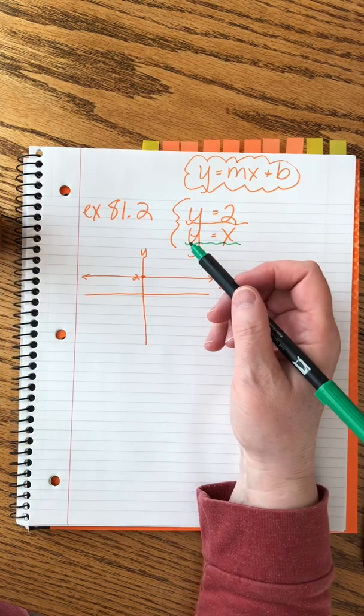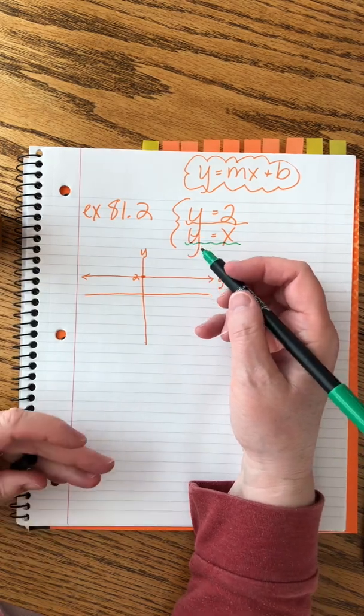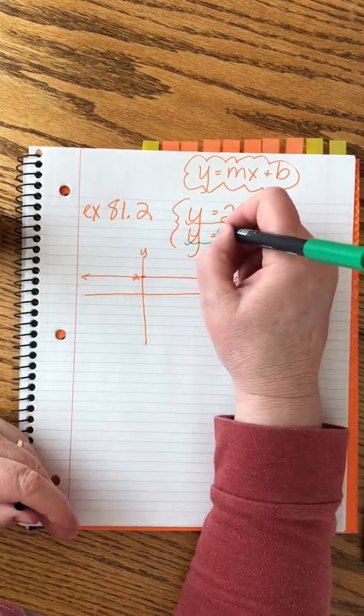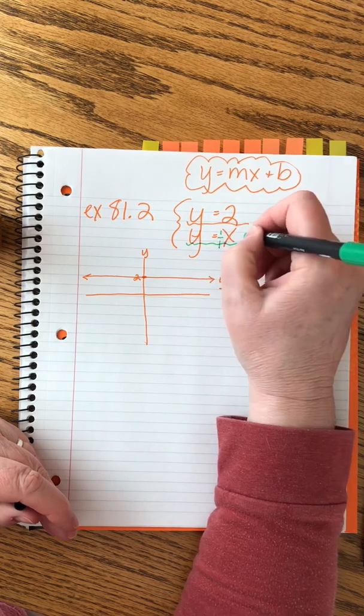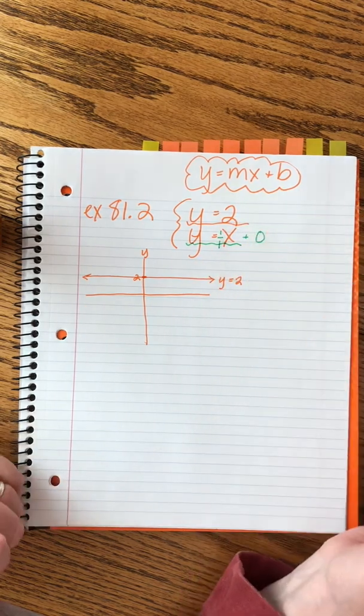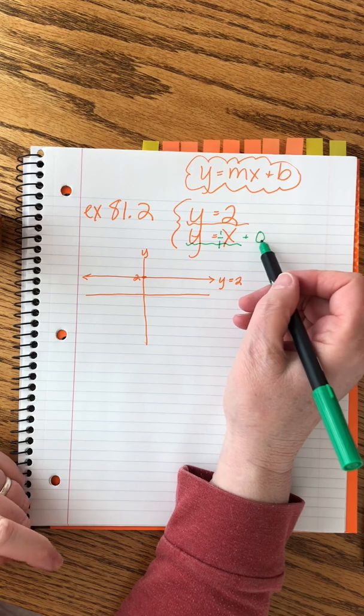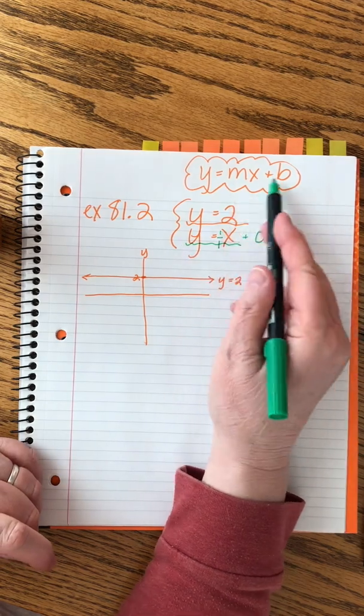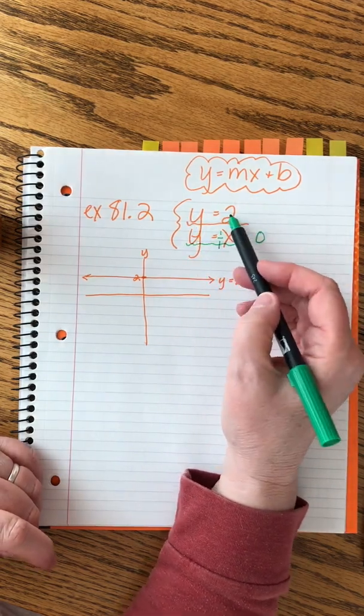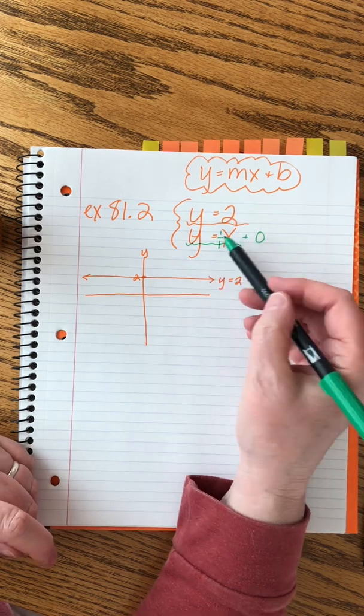Y equals x. Okay, well we can do this one as a system of equations. It's 1 over 1 is the slope, and b is 0. So we can convert this into this format. This one's a little harder to convert. We could do it, but it would just be confusing. This one's not too confusing.